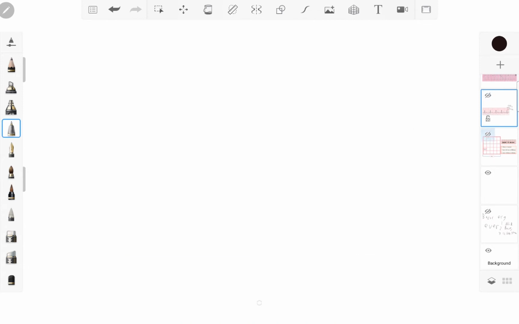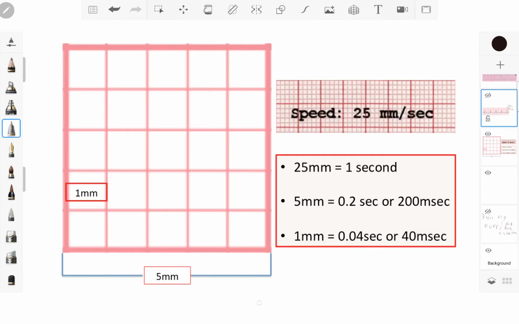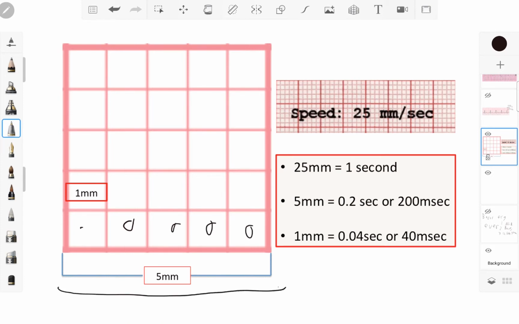So if we look at this, this might be a lot to take in right now, but what this is explaining is one little block is 1 millimeter. So 1 millimeter, 1 millimeter, 1 millimeter, 1 millimeter, 1 millimeter. So we have 5 millimeters. But as you can see here, 1 millimeter is equal to 0.04 seconds.